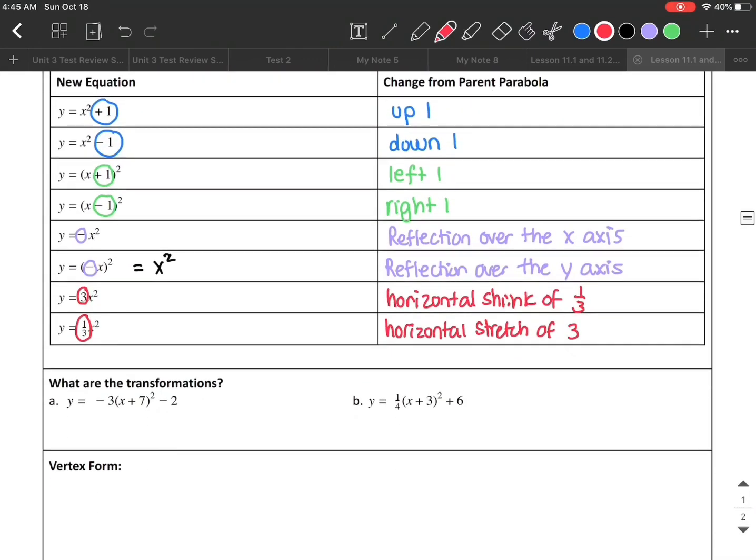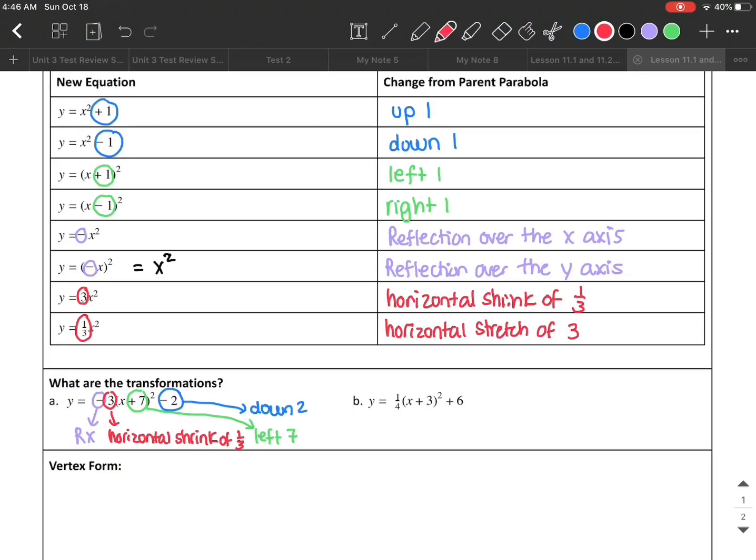All right, so let's talk about the transformations for these examples. Well, first off, I have this negative in front for the first example. That means a reflection over the x-axis. Then the next transformation I see is this 3 here, and I want to talk about what's horizontally happening. So that's a horizontal shrink of 1/3. This plus 7 inside tells me I'm moving left 7. And then the minus 2 at the end tells me I'm going down 2.